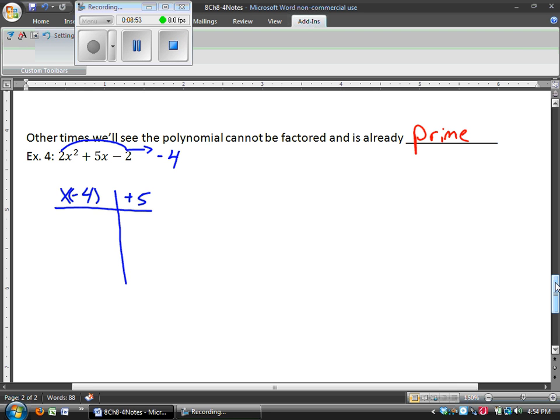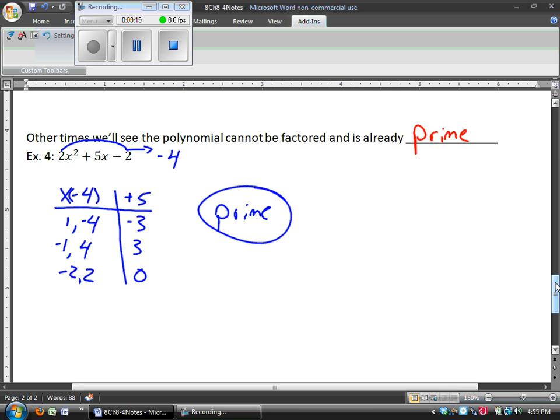Set up my chart. I want to know what multiplies to negative 4, and I want to add to 5. Well, let's take a look at this. I can do 1 times negative 4, but that gives me negative 3. I can do negative 1 times positive 4. That gives me positive 3. Or I can do negative 2 times 2, which gives me 0. Okay. There's no other options here. Those are the only 3 sets of numbers that multiply to negative 4, none of which add to 5. So therefore, we can say that this is a prime expression already. It's a prime trinomial.